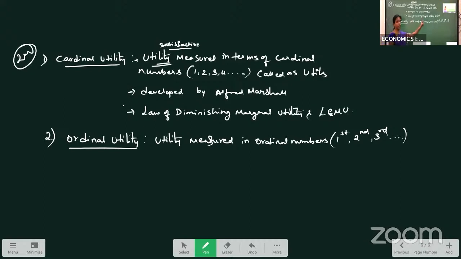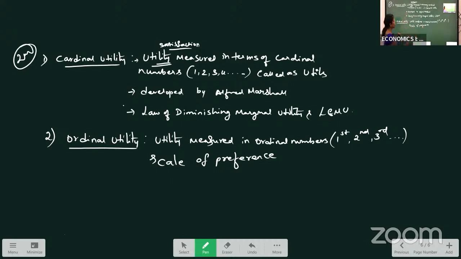That is nothing but what we call ordinal utility: utility which is measured in ordinal numbers. So here, utility is measured based on the scale of preference. Scale of preference means what? Which one I prefer first, which product I will take first, then what I will take next. So our utility is based on our scale of preference.